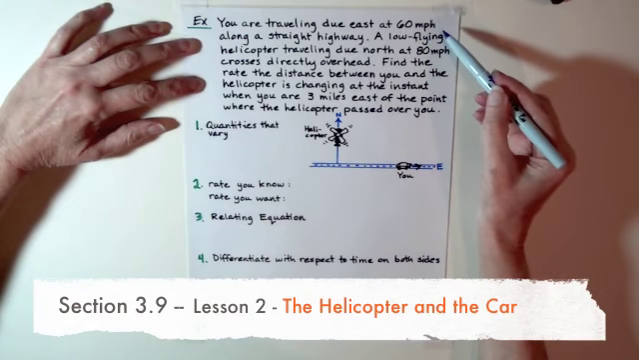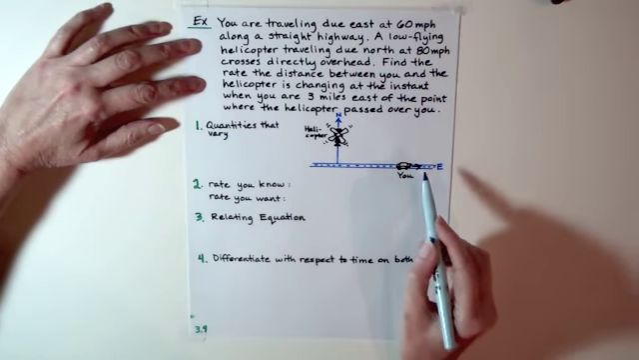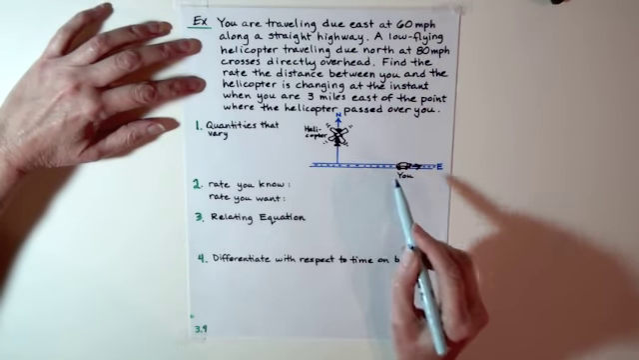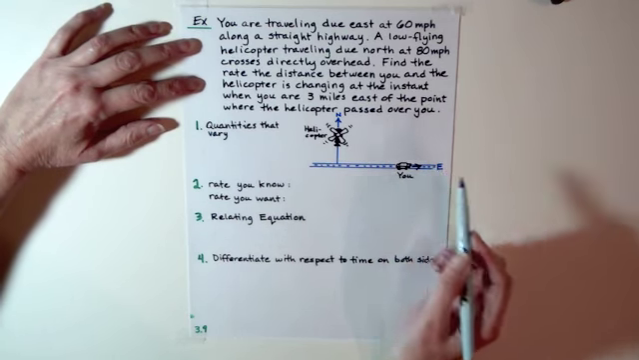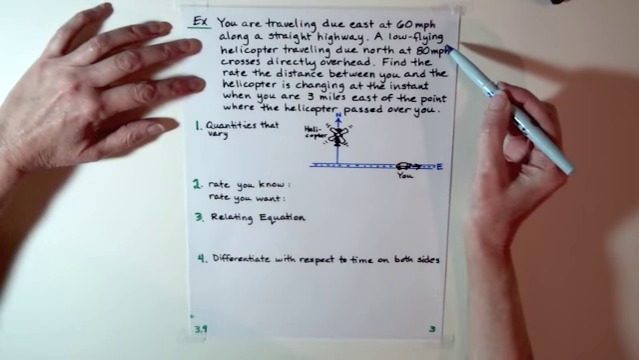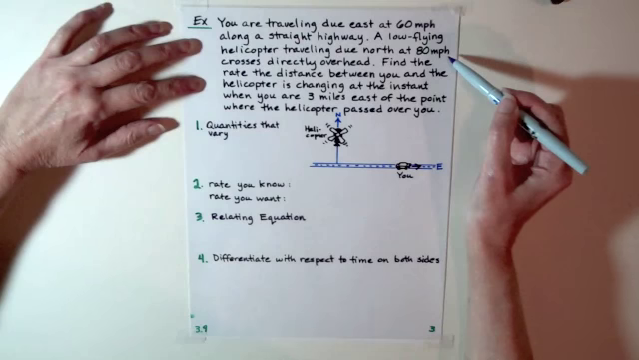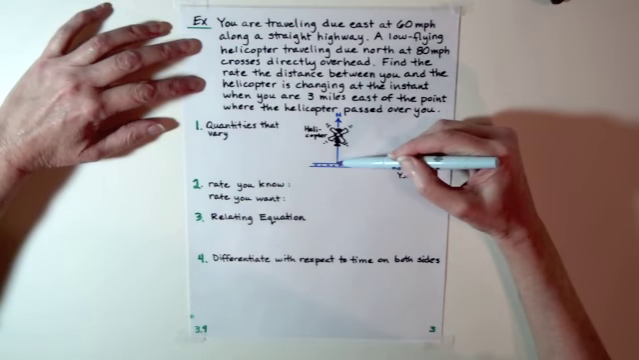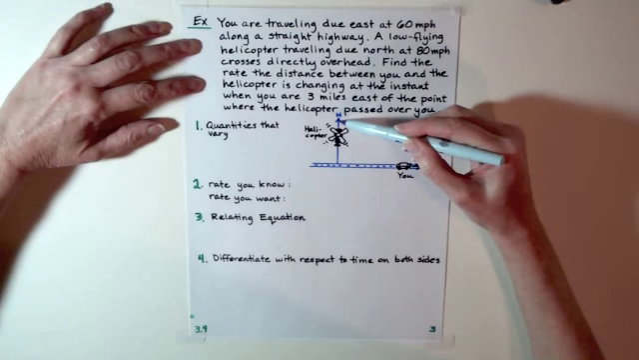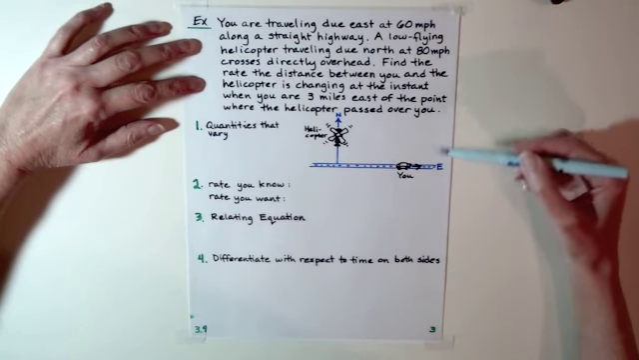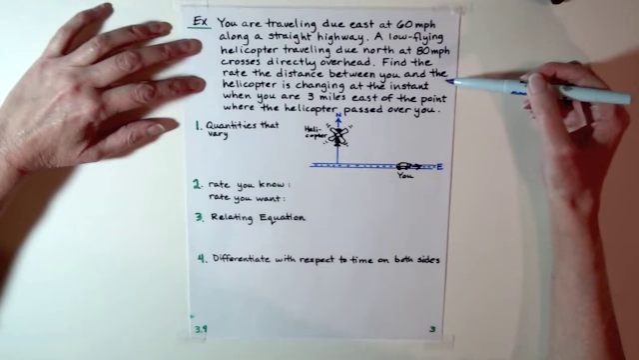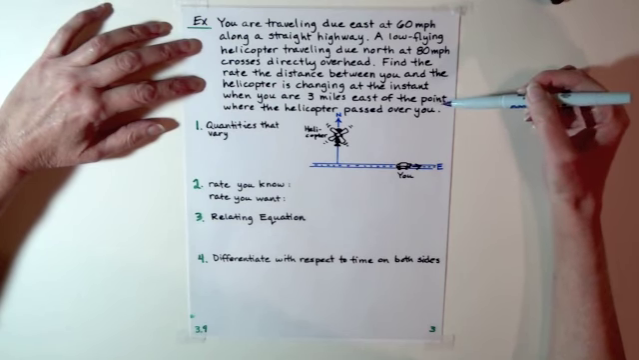You are traveling due east at 60 miles per hour along a straight highway. So you're actually in a car like this, and here's the highway, and you are traveling towards the east. A low-flying helicopter travels due north at 80 miles per hour. So here's a helicopter that is going due north, and it's going at a constant 80 miles per hour. You're going at a constant 60 miles per hour. Find the rate the distance between you and the helicopter is changing.